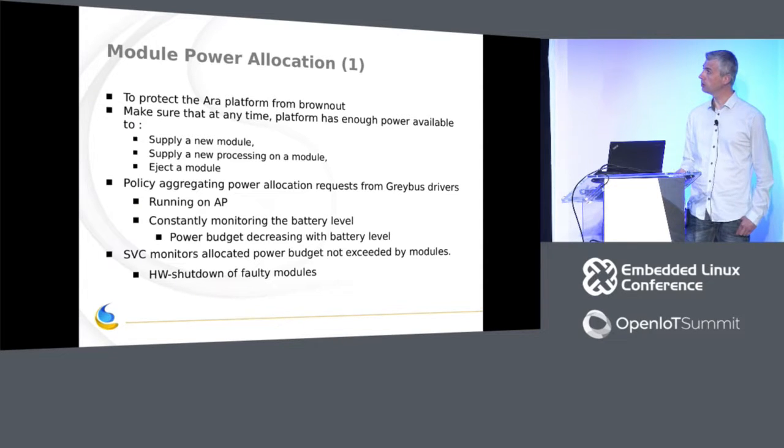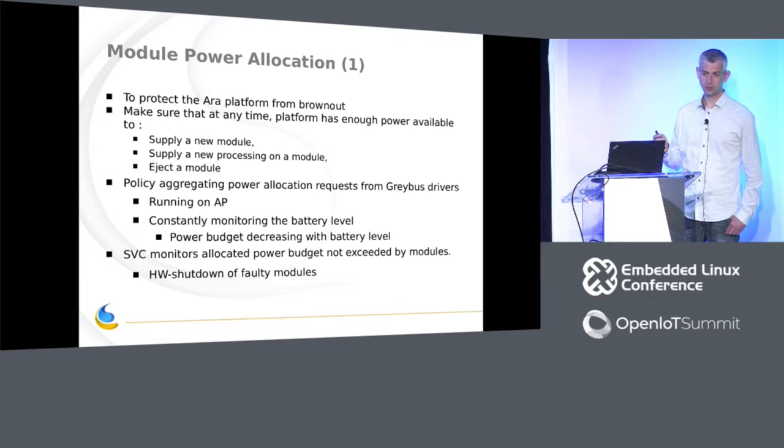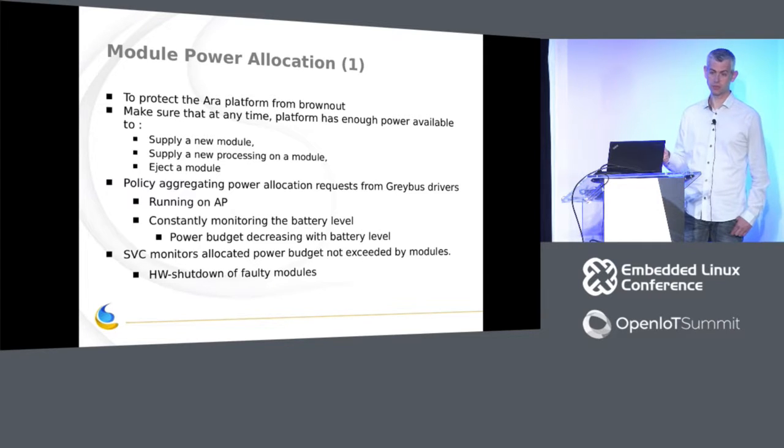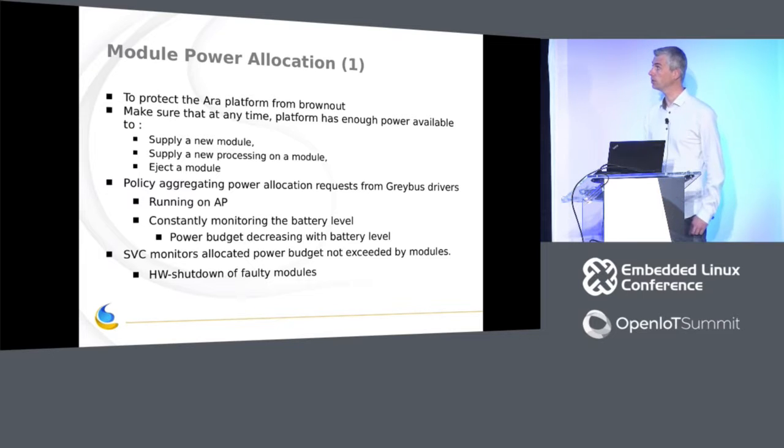So what we need is a framework that includes a policy that aggregates all the power allocation requests from all the Greybus drivers, and decides whether or not there is enough power to turn on this module. So when you plug in a new module, there will be some negotiation done, and the module may not be fully powered on or fully instantiated software-wise if there is not enough power. An important thing that is pretty new is that the power budget is not fixed. The level of the battery decreases over time if you are not charging it. So when you have a fully charged battery, there might be enough power to supply a new module, but in case of low battery, it may no longer be the case. So this is something to care about.